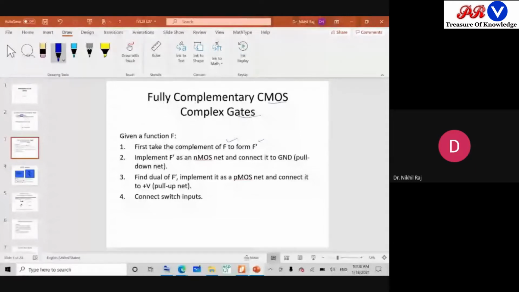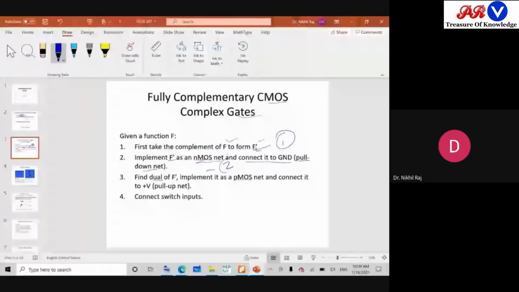Then implement the complement that we have taken in step 1 with the NMOS network and connect it to the ground. That will create your pull down network. Similarly, find the dual of this one, which means this is the first step, create an NMOS network, then go for the second step, create a PMOS network, and that will be called your pull up network. And then give the switch input. Switch input means your input variables.